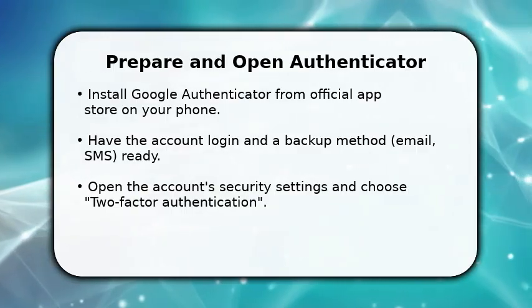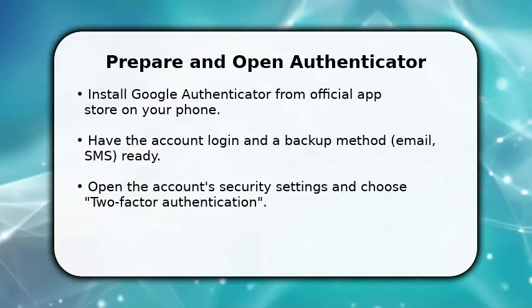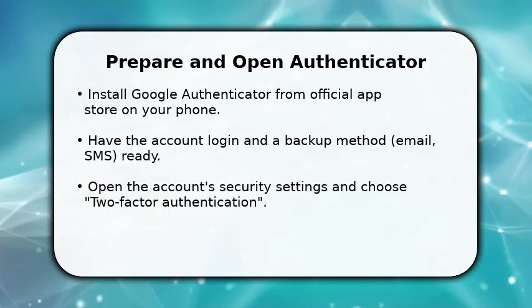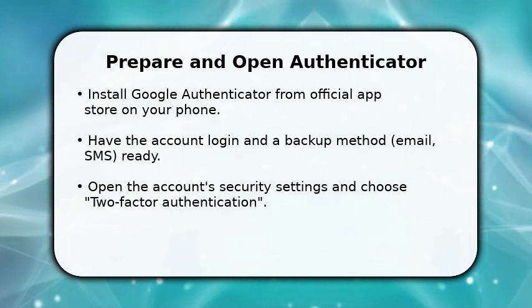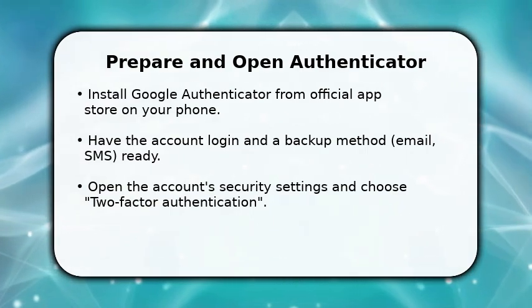Tap the option to set up an Authenticator app. This begins the key exchange. The goal here is to reach the screen that shows either a QR code or a manual setup code, so you can add it to the app.